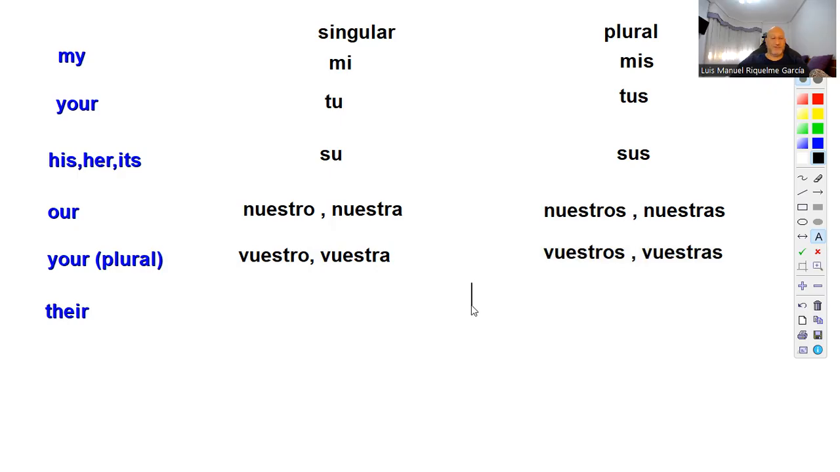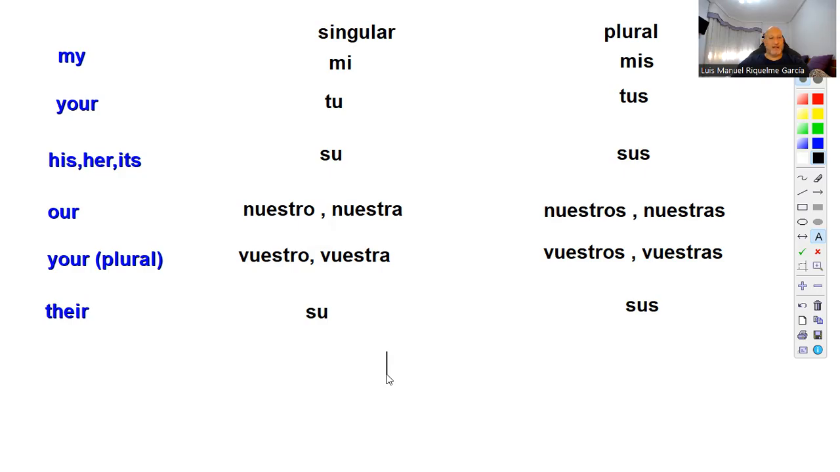Finally, their. You're talking about a third person plural. Your neighbors, they have 3 sons, their sons. We are going to use exactly the same word that we use for his, her, its. We use su and sus for plural. I know it can be confusing because su means so many things. Su can be his, can be her, can be its, can be their, but the context will tell you if you are talking about a his, a her, or a their.